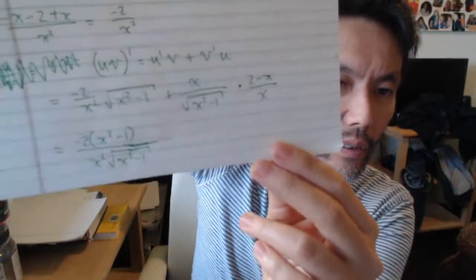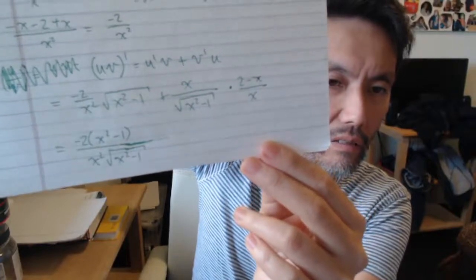Let's do it. So I'll multiply the first term by square root of x squared minus 1. If I do that, I get negative 2 times x squared minus 1 divided by x squared, square root of x squared minus 1. So this is, my pen is goofing up. This is what I get for the first term.